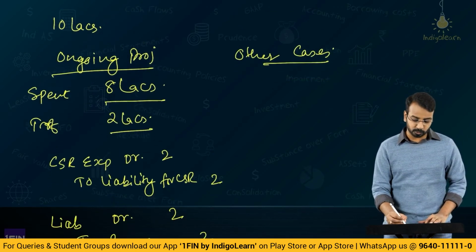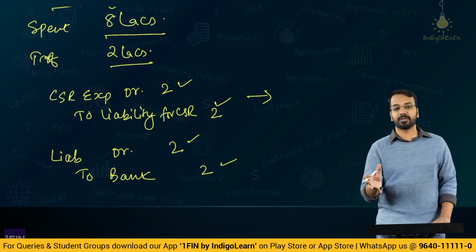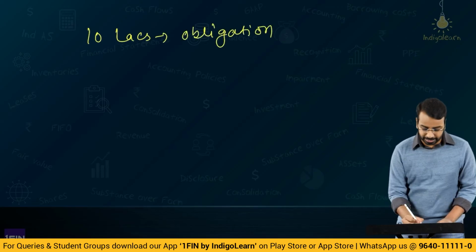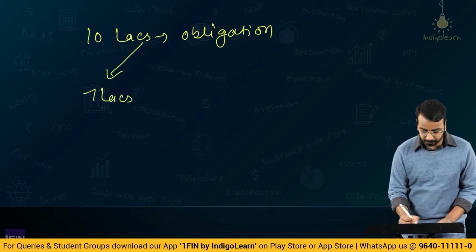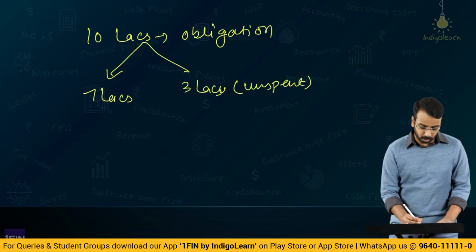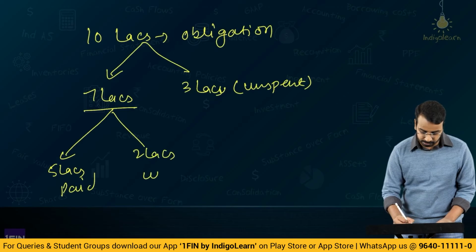Now, same case here also. Other cases, same entry you will pass: CSR expenditure to liability, liability debit to bank to transfer the amount to the specified funds. Now take another case, say for example you have to spend 10 lakhs, this is the obligation. Out of this 10 lakhs, 7 lakhs is spent, 3 lakhs is unspent. Now out of the 7 lakhs also, 5 lakhs is paid, 2 lakhs is unpaid.